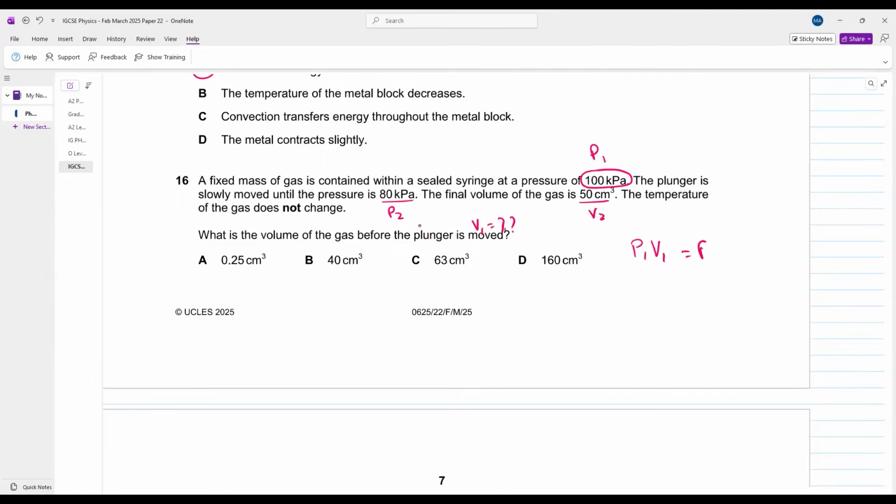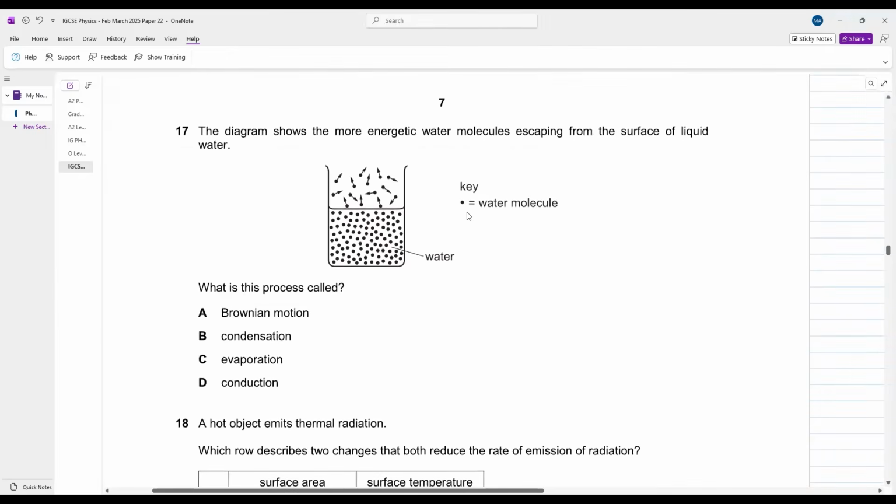P1 V1 is equal to P2 V2. What is the value of P1? 100 kilopascals into V1. What is the value of P2? 80 kilopascals into the volume, that is 50. So if I calculate V1, it will be 80 divided by 100 into 50. That comes out to be 40 cm cube as your V1. B is your answer. Let's move on to question 17.